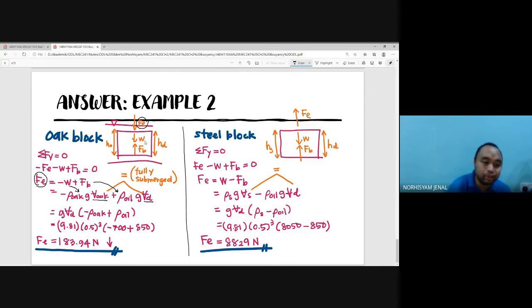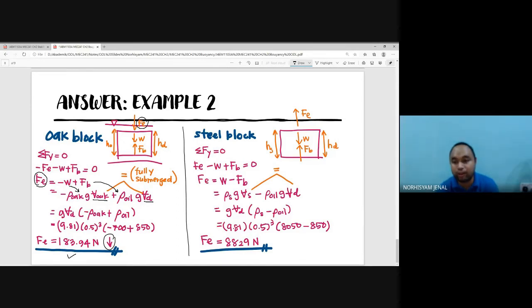All right, so the equation, we can factorize it. g will be the same for both sides. VD will be the same. So multiply by negative rho oak plus rho oil. And you get the idea here. The external force is 183.94 Newton downward. All right. How about the steel block?